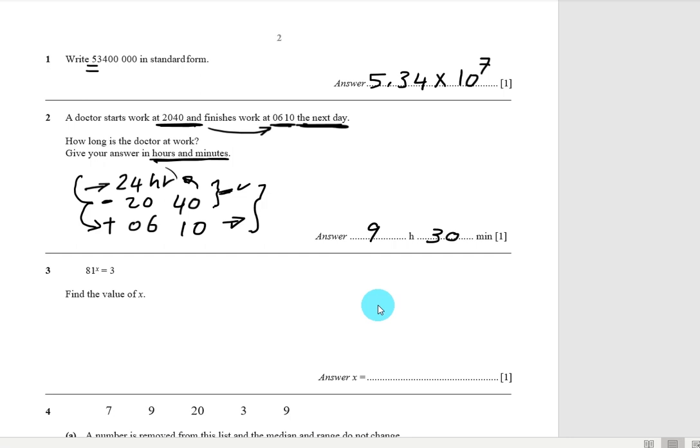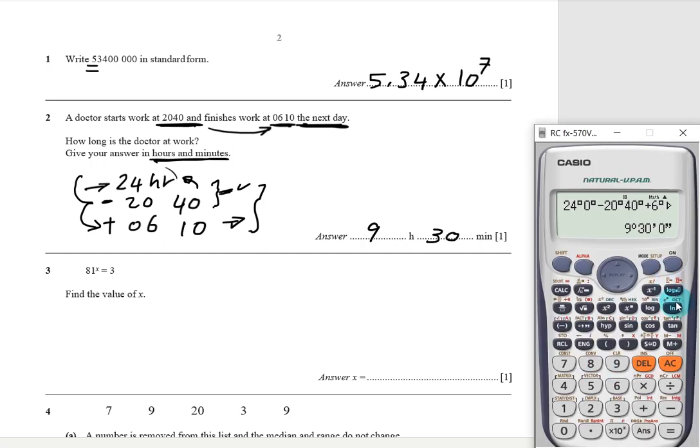Now this question, and this is an easy question: 81 to the power x is equal to 3. Find the value of x. Again, we will go to our calculator. We must be sure that the calculator is set correctly. So 3 multiplied by 3 multiplied by 3 equals 27. Not yet. Multiplied by 3 again equals 81.